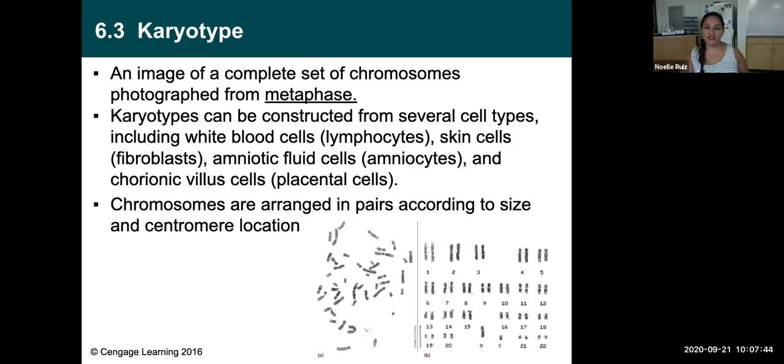An image of a complete set of chromosomes looks like a splat on the bottom on the left. It gets photographed from metaphase because that's when the chromosomes are the thickest. Karyotypes can be constructed from several cell types, including white blood cells, skin cells, amniotic fluid cells, and chorionic villus cells. And chromosomes are arranged in pairs according to size and centromere location. So you get a picture that looks like a splat, and then you kind of have to cut them out and match them up and make sure you have the correct amount.